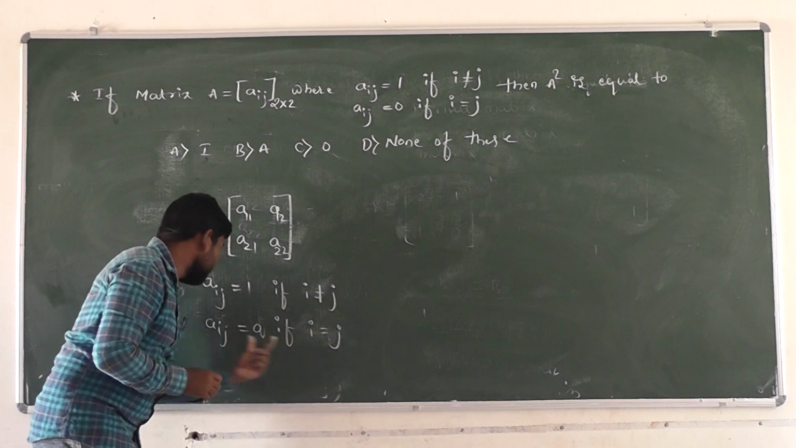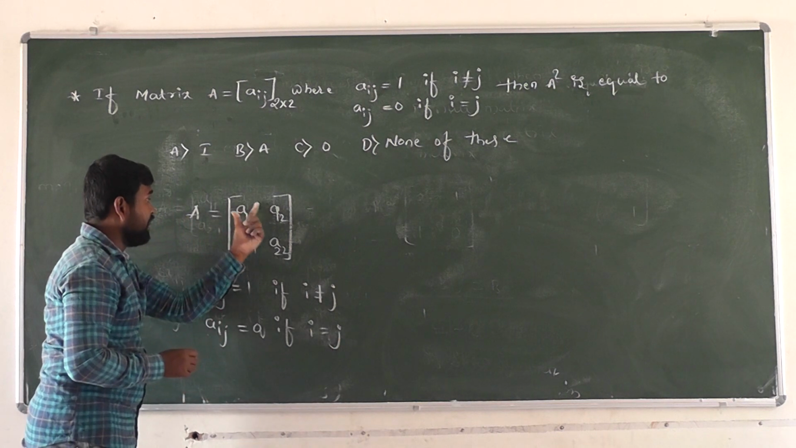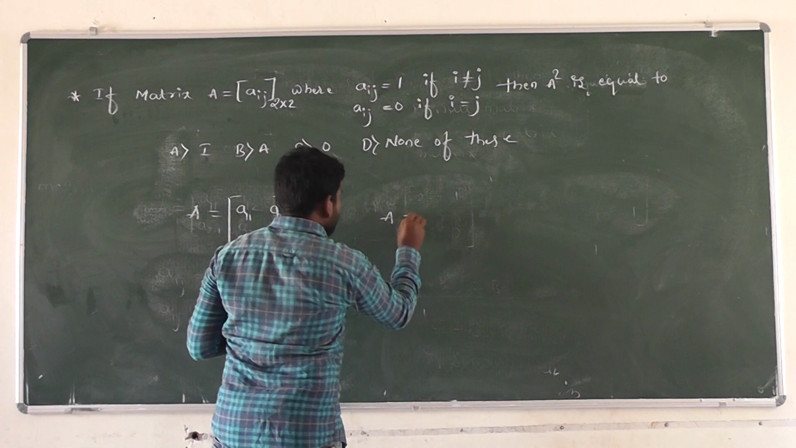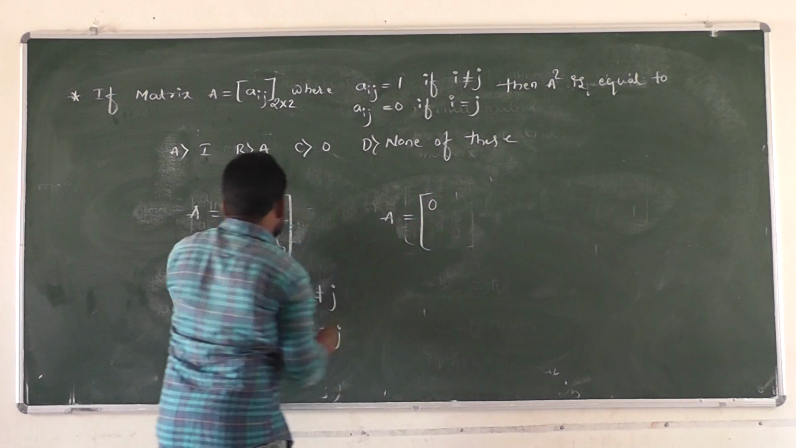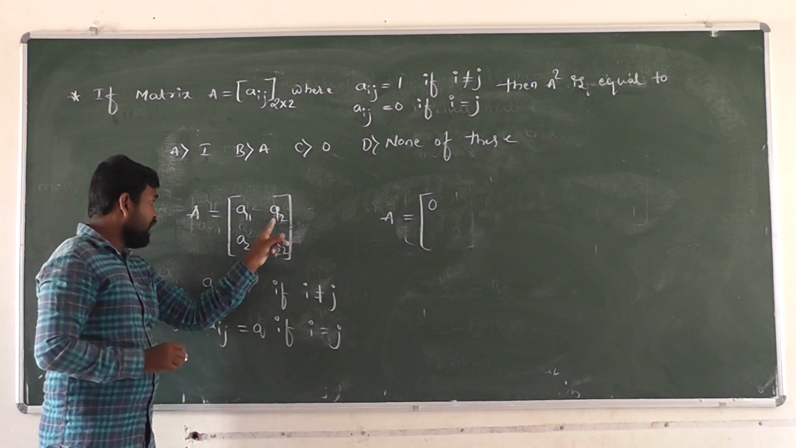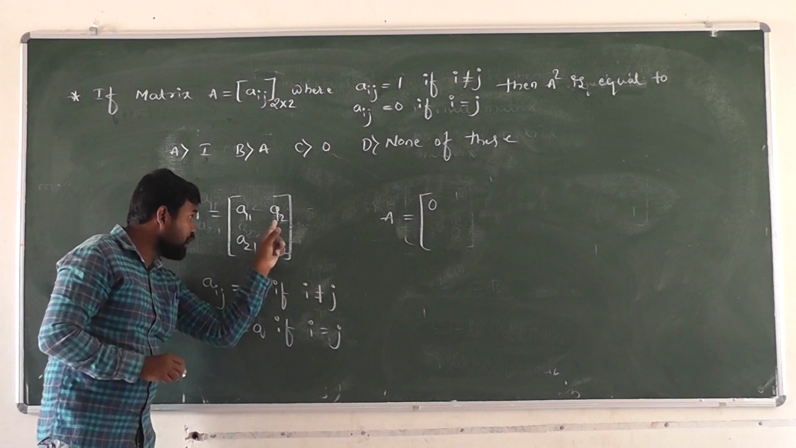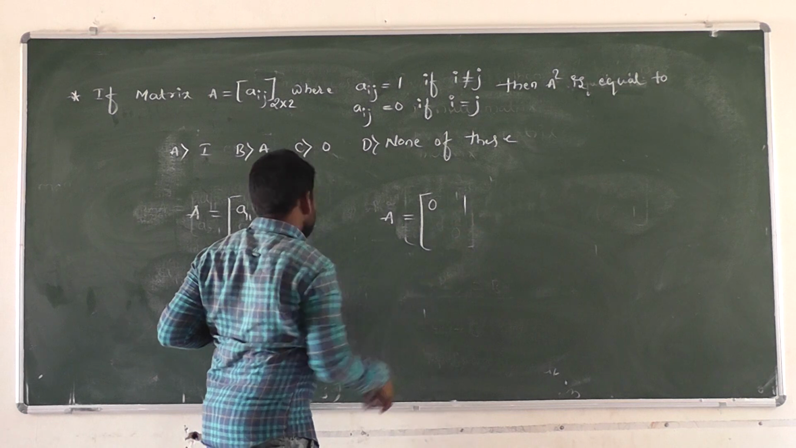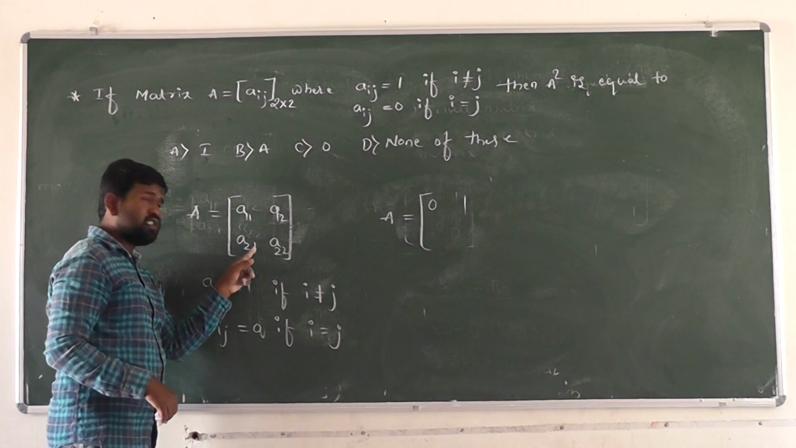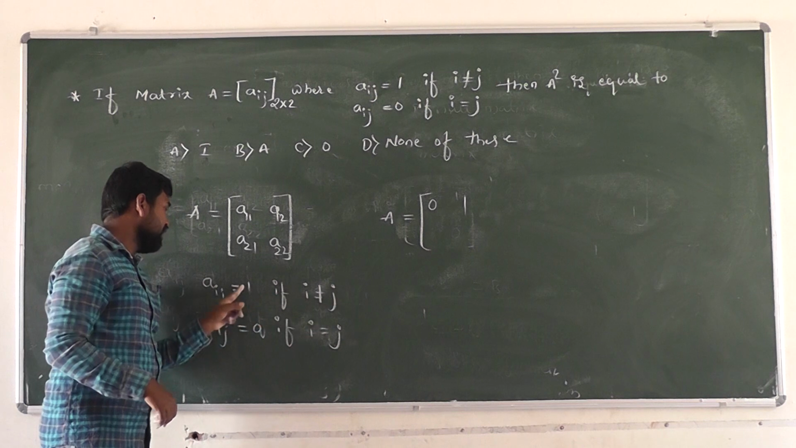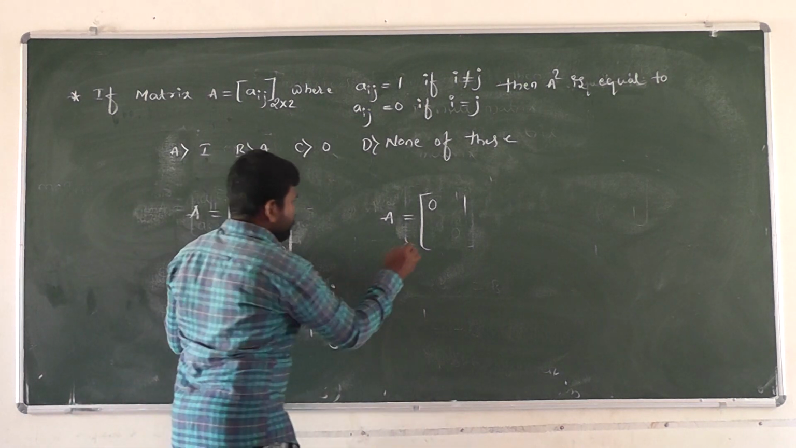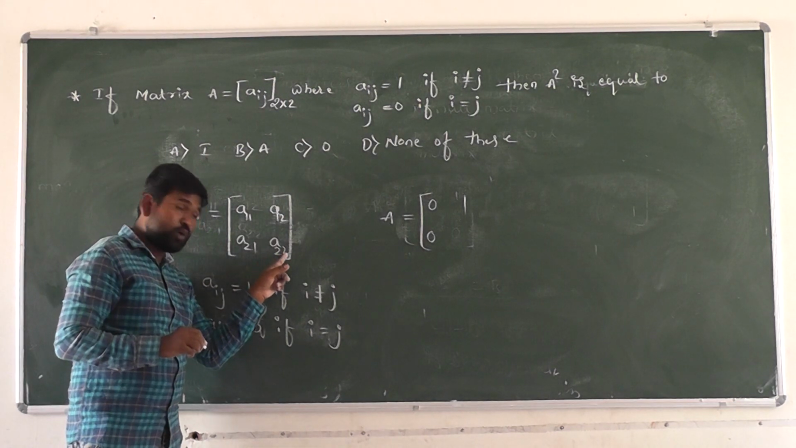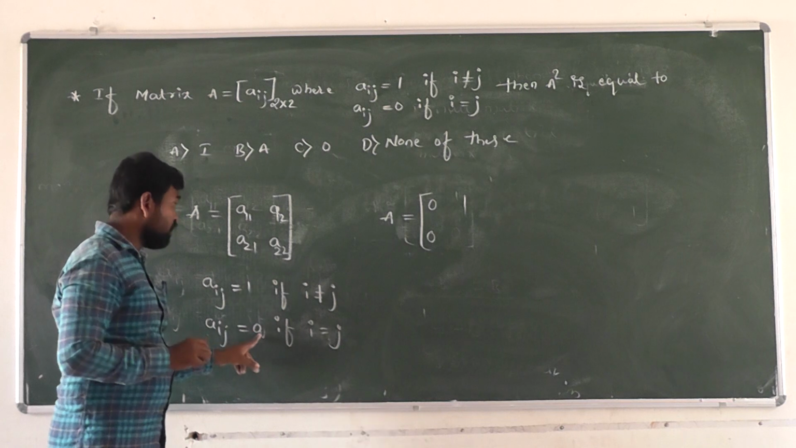Since i equal to j, the first row first column element is 0. For the next element, i is 1 and j is 2, and 1 not equal to 2, so that element is 1. Like this, for i is 2 and j is 1, i not equal to j, so the second row first column element is 1. Here i equal to 2 and j equal to 2, so i equal to j, and that element is 0.